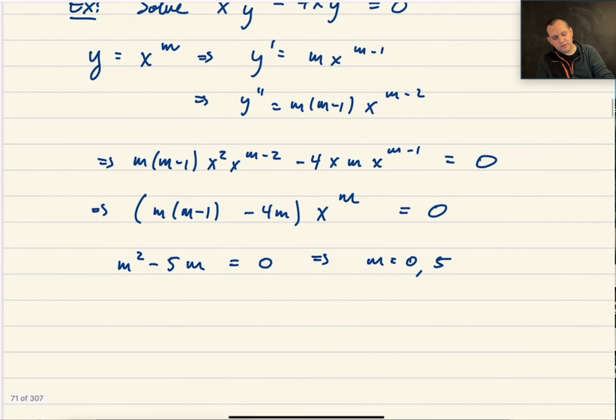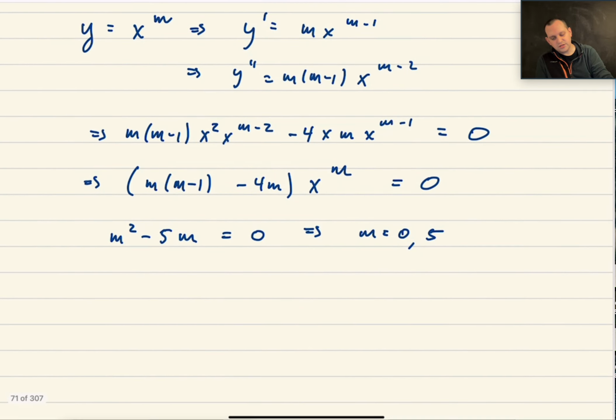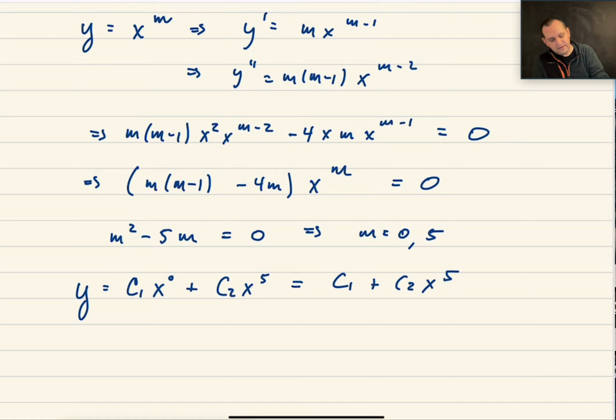That means we have two solutions, x to the 0, or just a constant, and x to the 5th, and those will both be solutions. So our general solution is c1 times x to the 0 plus c2 times x to the 5. Or if you prefer, which I do, x to the 0 is just 1, so it's just c1 plus c2 x to the 5. Okay, so those are Cauchy-Euler equations.